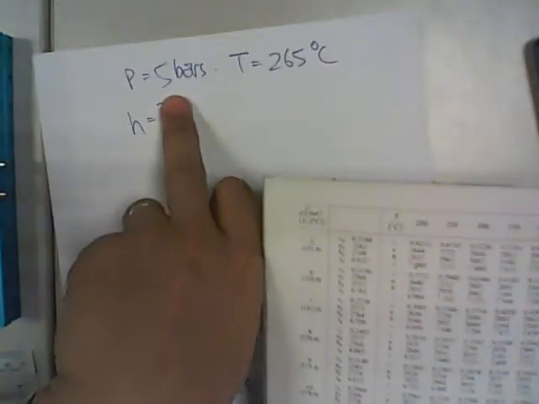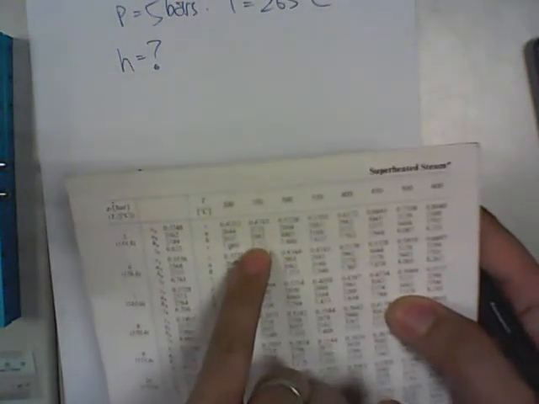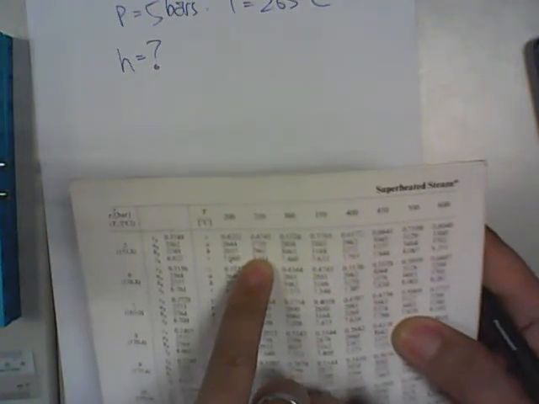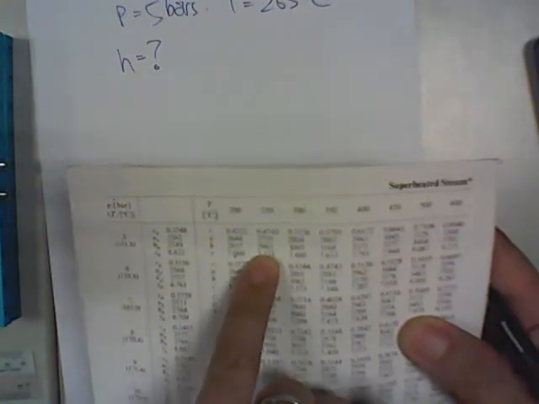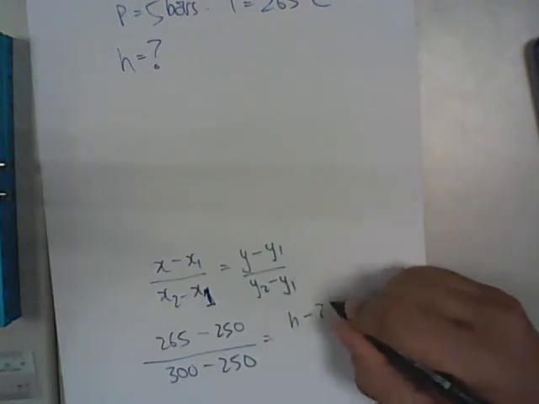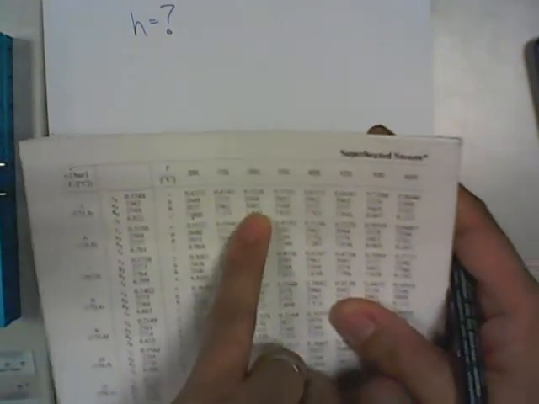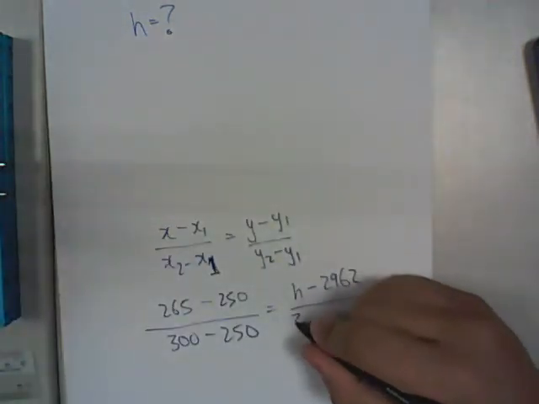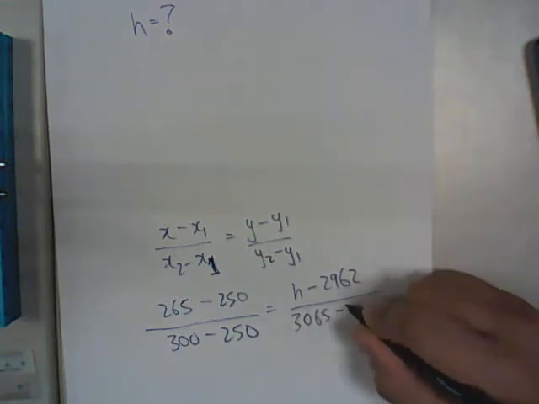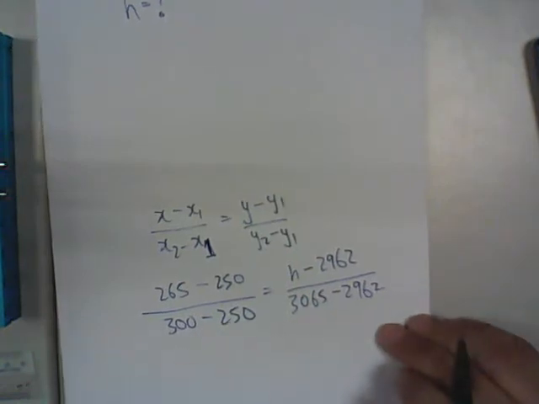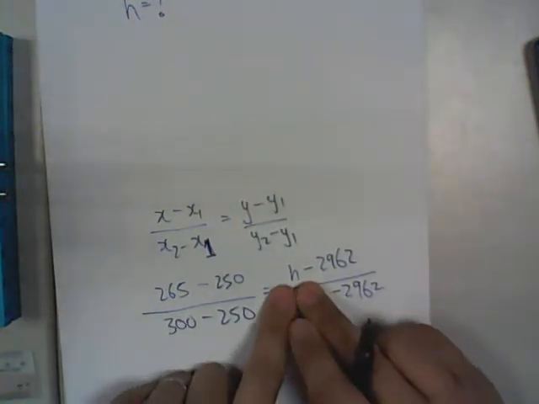At 5 bar, you have your enthalpy at 250. So this is your y1: 2962 is your y1 at 250. Because your point 2 is 300, you look at 300, 5 bar, and the enthalpy is 3065. So my y2 is 3065. And this is how you should write the equation, and your only unknown will be h.